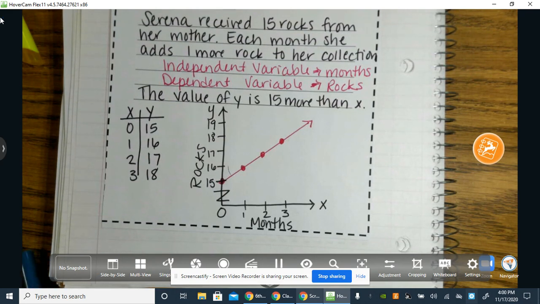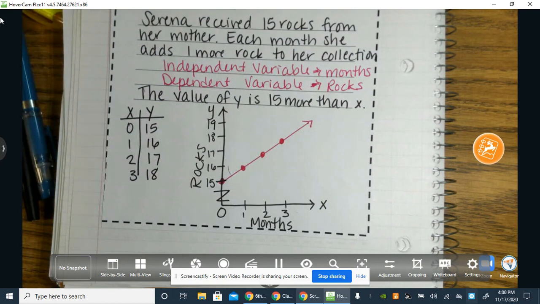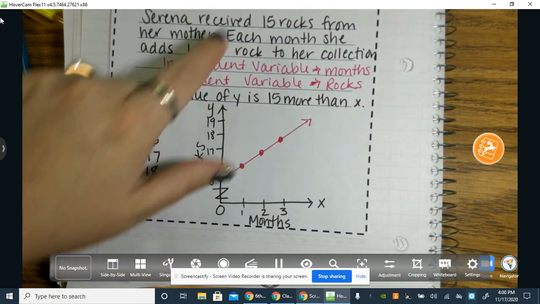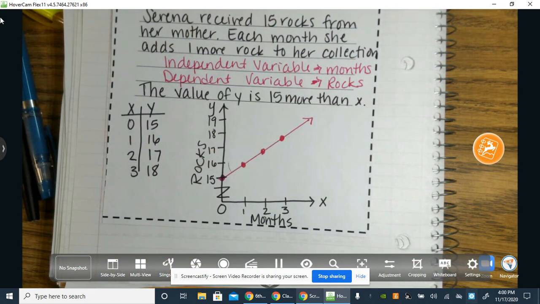And tomorrow we're going to be writing equations from these tables and graphs. We're figuring out what kind of relationship it is, and writing an equation using X and Y and how those relationships work together. All right, so that's it for today.